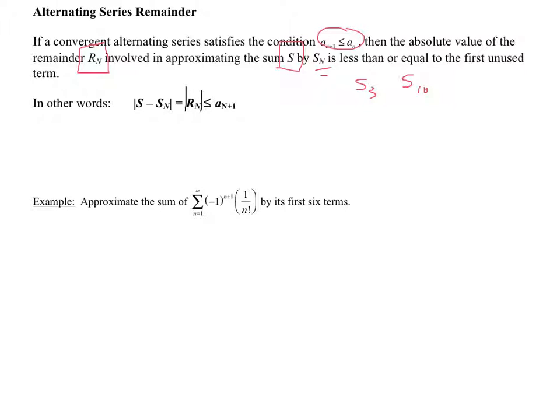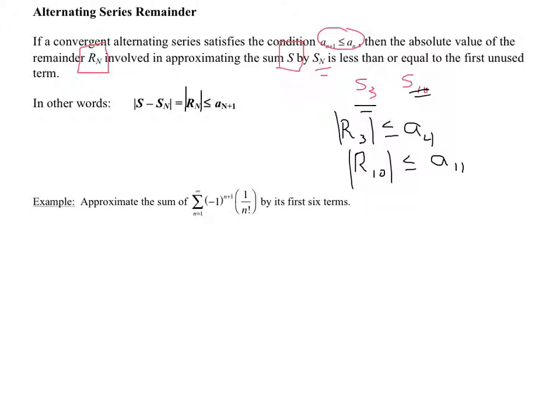So if I am using the third partial sum to estimate our sum and get the remainder, then that means that the remainder after the third partial sum would be less than or equal to the fourth term. If I used the 10th partial sum, so I got a remainder after that, then I would have a remainder less than or equal to the 11th term itself. Okay, and that, again, that's the absolute value. All right, so we need to keep that in mind.